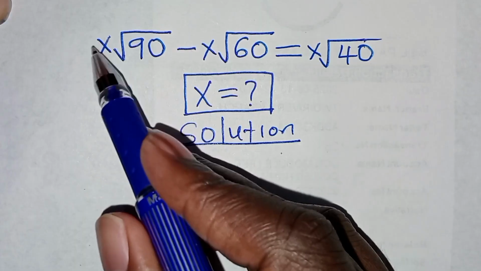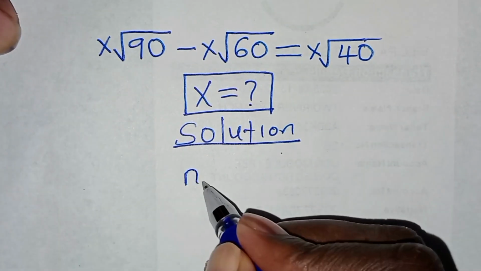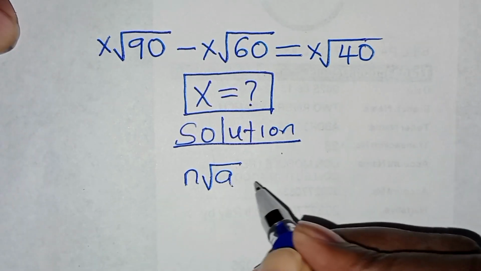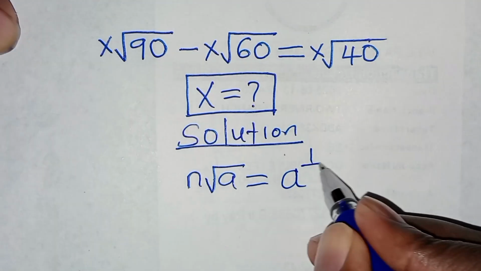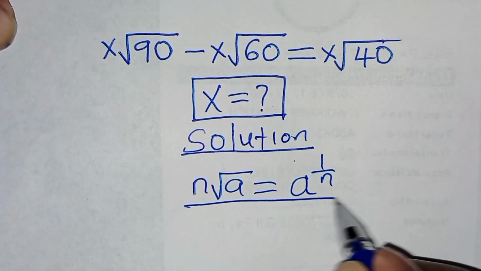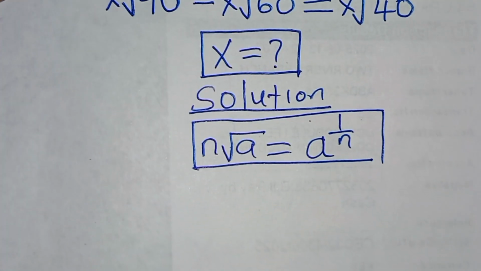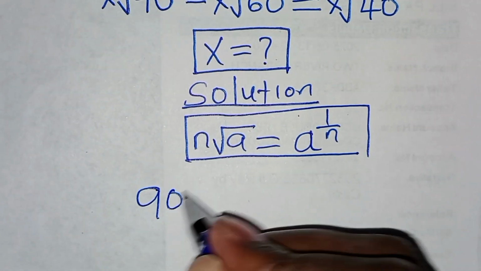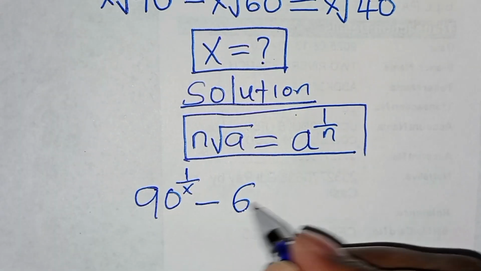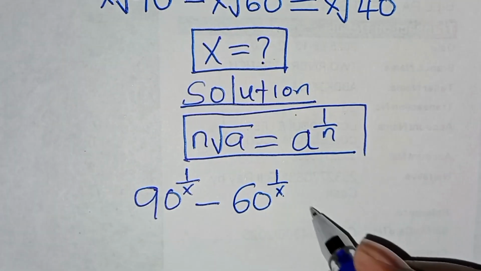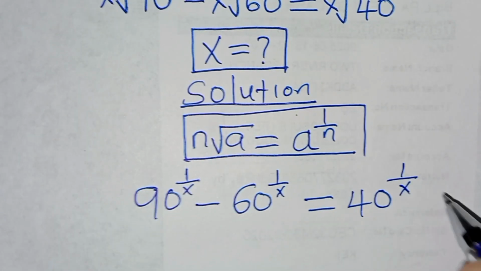Now, you find that the x-th root of 90 is in the form of the nth root of a, which you can express as a raised to power 1 over n. Applying this property, we have 90 raised to power 1 over x, subtract 60 raised to power 1 over x, is equal to 40 raised to power 1 over x.